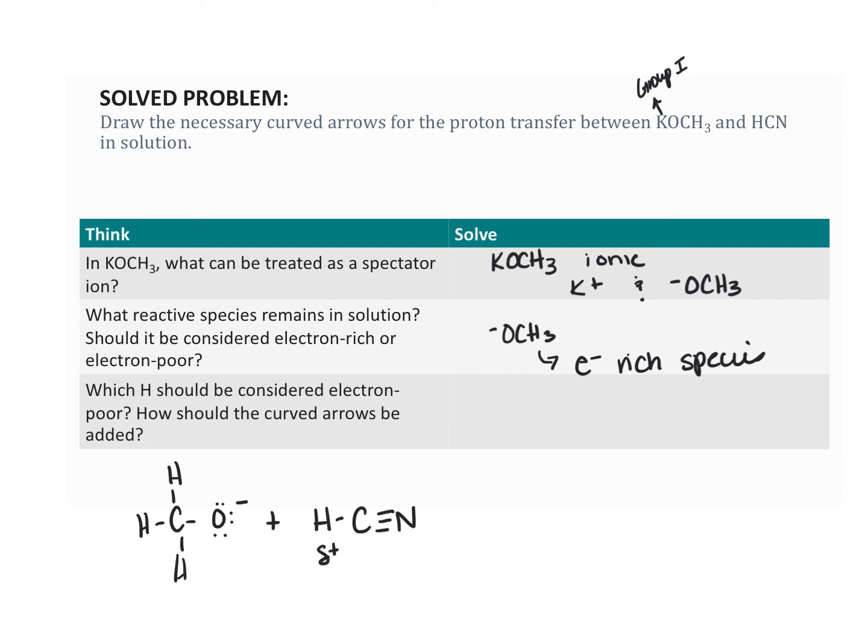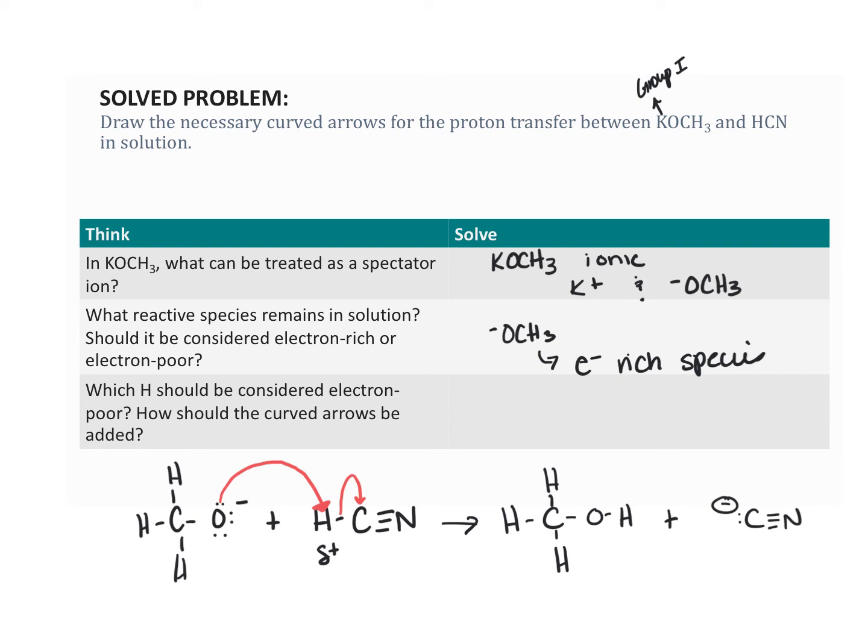Well, we're going to draw curved arrows from the electrons, which are electron rich, to that hydrogen, which is electron poor. When we do that, the HC bond is broken, and so those electrons are going to go right there on the carbon. And so what we form is methanol, and then cyanide ion. There. So this would be the mechanism with the curved arrows.